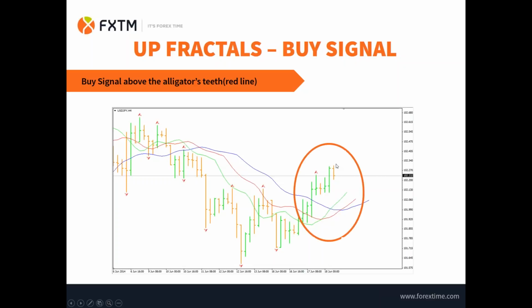Okay, and here there is an example where there is an up fractal. Actually, it's the first up fractal after the downtrend, right? Do you see this downtrend here? And this is the first time you get an up fractal that is out of the mouth. And you can buy where? You can buy right here at this candlestick that goes right above the middle bar of the fractal. So right here, you are allowed to buy.